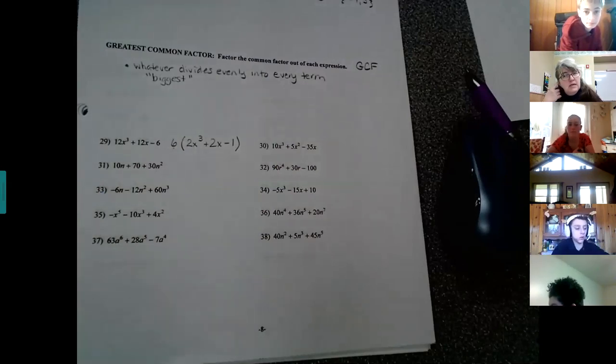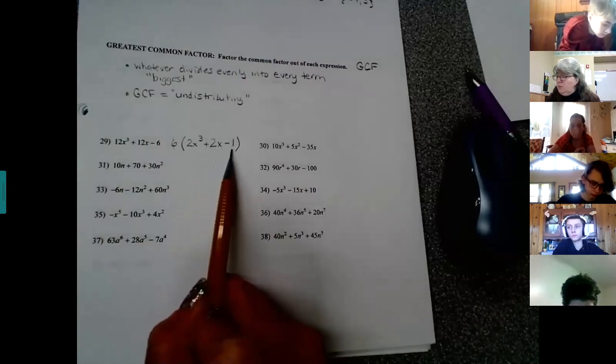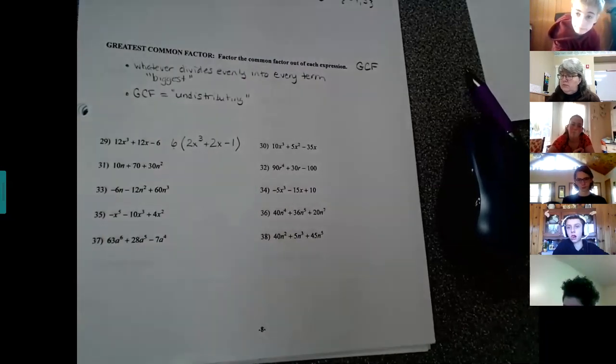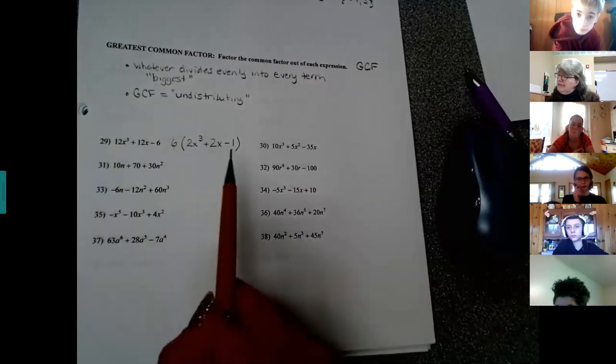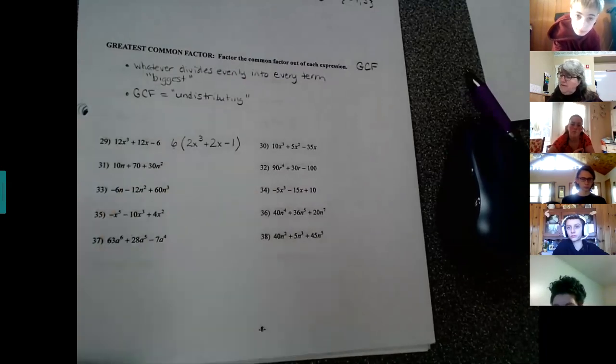Yep. GCF is undistributing. Okay, did you hear what I just said? GCF is undistributing. If we want to check ourselves, we could distribute it back and we should get that. Okay. Now look at what's in the parentheses. 2x cubed, 2x, and 1. Do they all have anything in common bigger than 1? X. Not x, because that one doesn't have an x, but I mean, you're thinking. That's my final answer. Okay.